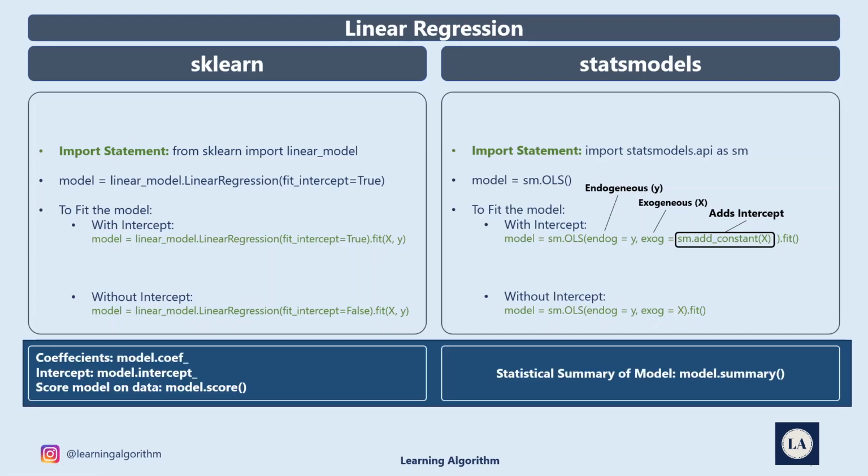In Statsmodels, you can write the model.summary command to get a very brief statistical summary of the model. And we'll discuss a little bit more about that later. In scikit-learn, you can actually access the coefficients, the intercept, and judge the model performance on training or test data using the model.score function.